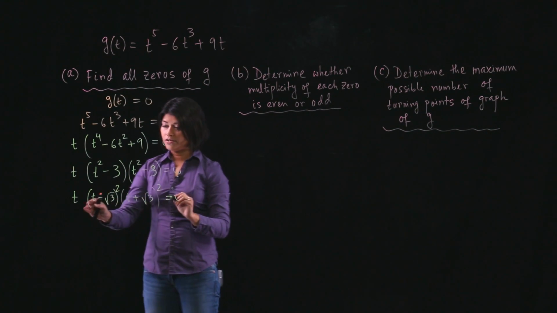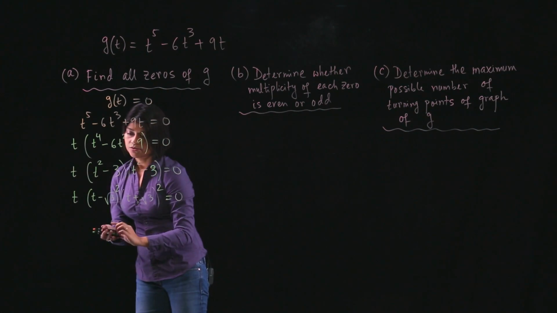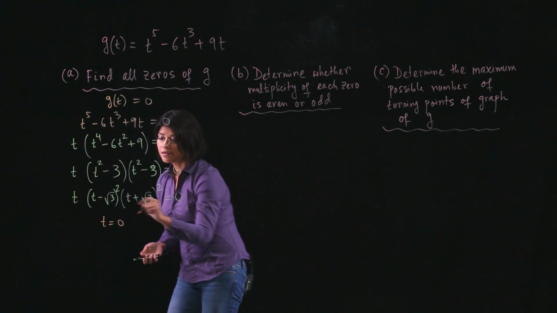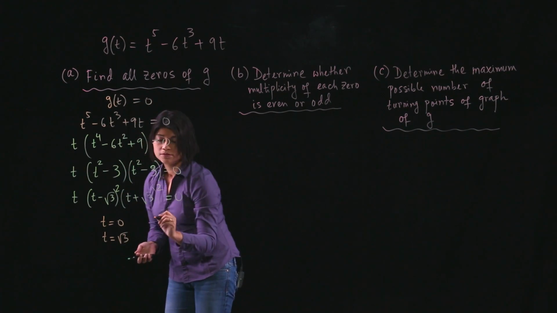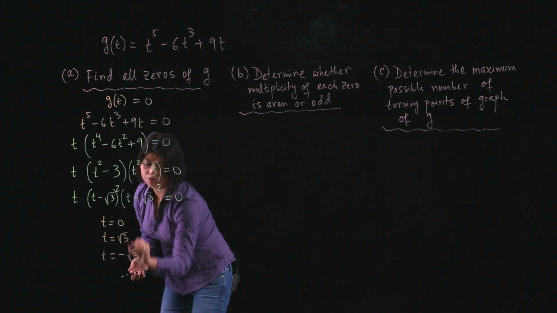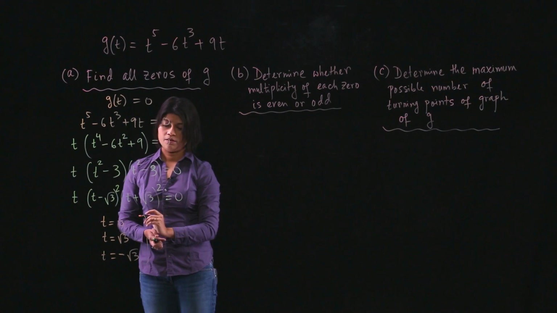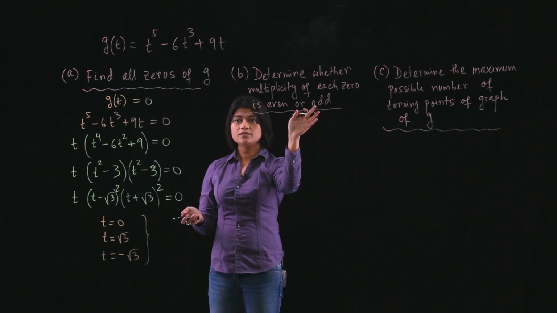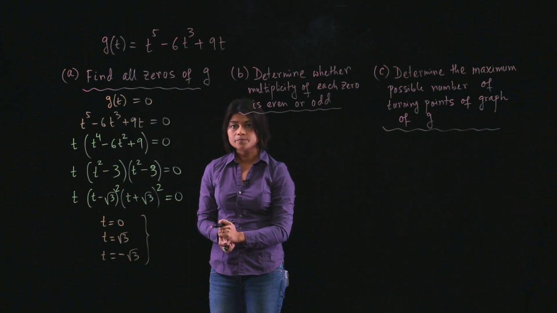All right. So each factor will give you a 0 of the function. So the zeros are, the first factor is giving you t equals 0. Second one, t equals square root of 3. And third factor, t equals negative square root of 3. So there are 3 zeros. For part B, we have to determine whether the multiplicity of each 0 is even or odd.